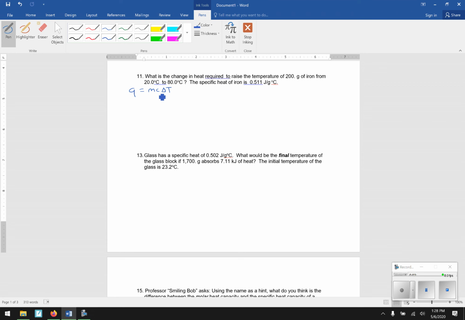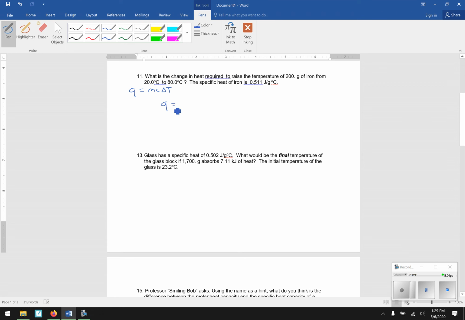And temperature is how warm or cold something is. Temperature is the effect of heat, but they aren't the same thing. So temperature is those degrees Celsius. Q, or heat, is in joules. So we're looking for what is the change of heat. So we don't have to rearrange this equation at all. We'll just plug in all the numbers.